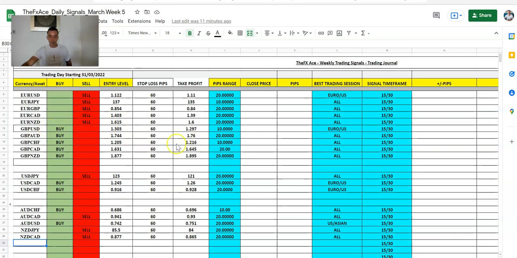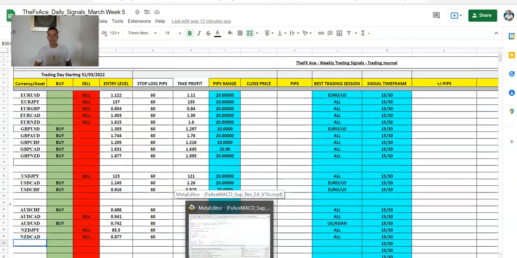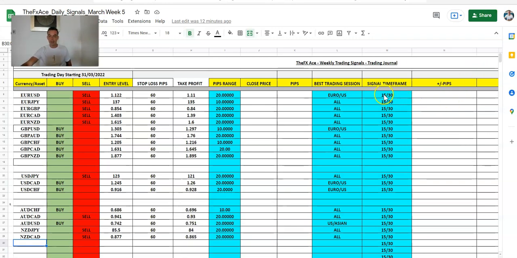Hope that's very simple to understand. Next is the best trading session, which shows the best markets to trade. You can see the Euro USD today: Euro and US session only is when you should be looking to trade. Ones that say all are okay to trade in all sessions. Signal time frame means we're only looking to take signals that occur on the dashboard on the 15 minute and 30 minute charts. That's again very simple.